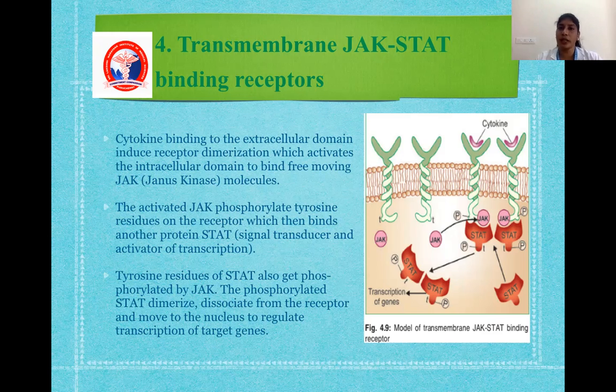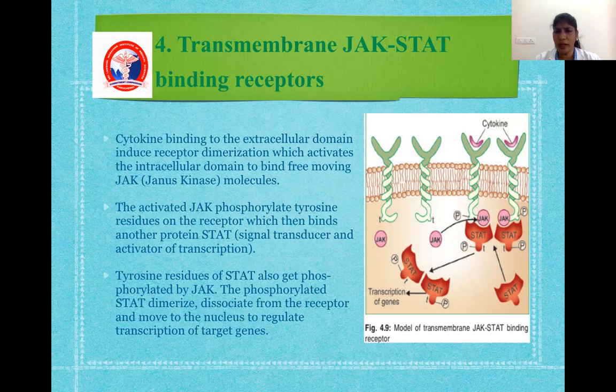Like the transmembrane enzyme receptor, this is also a single helical structure. It has an extracellular ligand binding domain, and intracellularly you have JAK-STAT in place of the enzymatic activity we saw earlier. Here, most specifically, cytokine is the ligand which binds over the receptor. This cytokine binds to the extracellular binding domain, which induces receptor dimerization. The dimerization activates the intracellular domain to bind free-moving Janus kinase molecules.